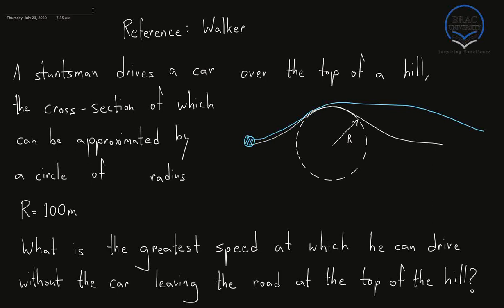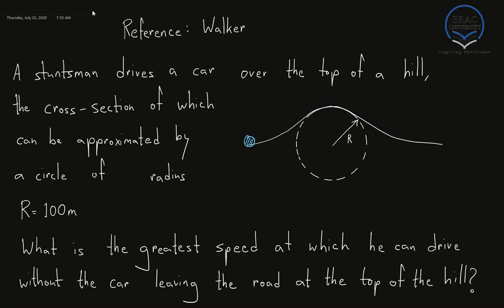So we don't want that. Perhaps the stuntman is out of budget. He wants to play it safe. He wants to find the maximum velocity such that his trajectory, or his car, just presses along the hill and does not fly up like that. How can you find this?